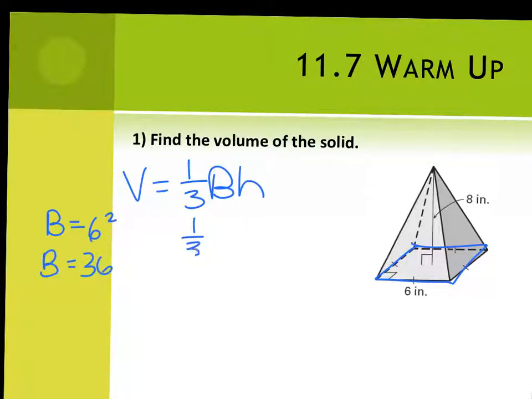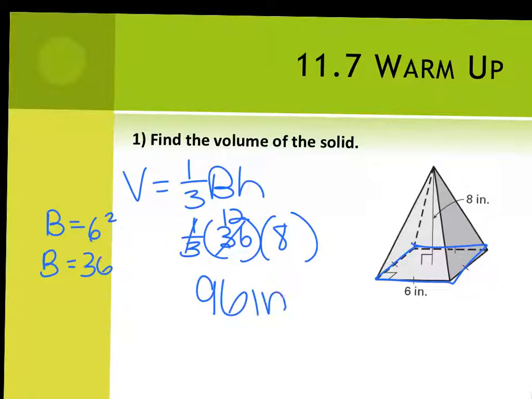And then it gives you the height, which would be 8. 1/3 of 36 is 12, and 12 times 8 is 96 inches cubed because it's volume. Good. So picture this now with an area question.